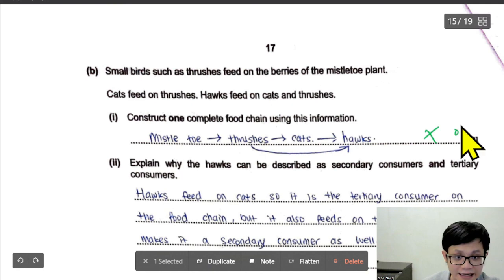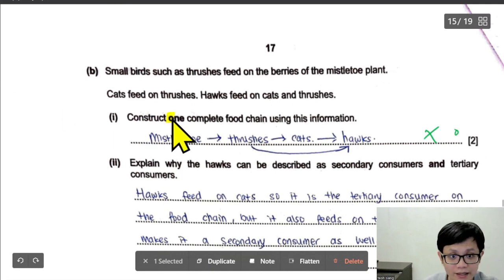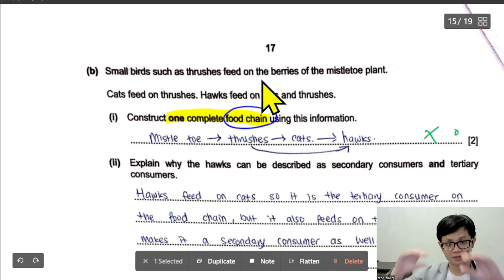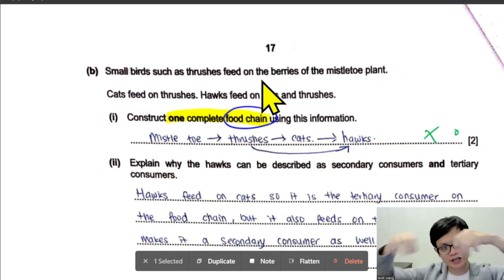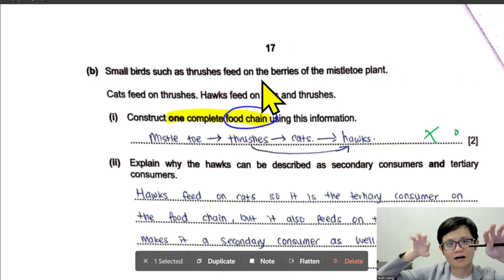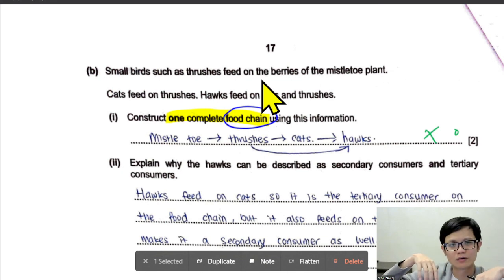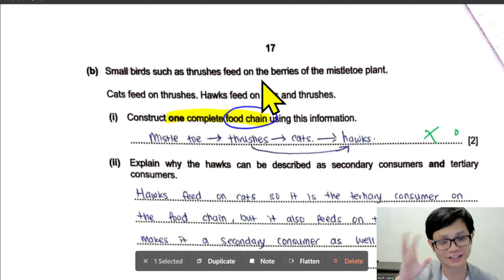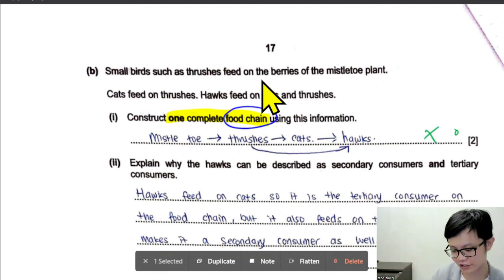The reason is the question say what? Construct one complete food chain. What do you mean by food chain? You can see a chain. A chain means it's a chain. There's only one chain. You don't see like a chain suddenly got 2 chains come out. That one won't be called a chain. That one is maybe, I don't know, a trap. But usually a chain is just a chain.